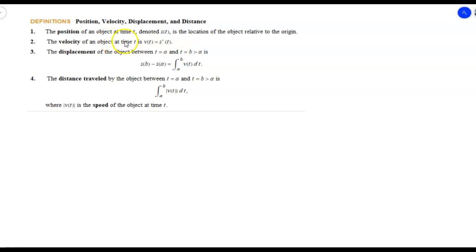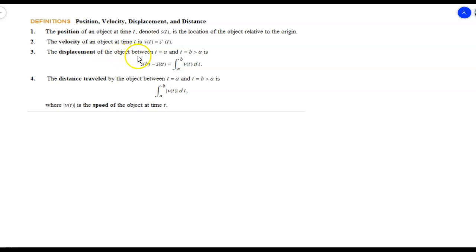The first one says the position of an object at time t, denoted by s of t, so s is the position function, is the location of the object relative to the origin. When we use the s here, that means we're looking at the position as some point travels along a straight line, and we're going to talk about both the total distance traveled and the displacement of that point. The velocity of an object is basically just the derivative of the position function, and we've already done that before.